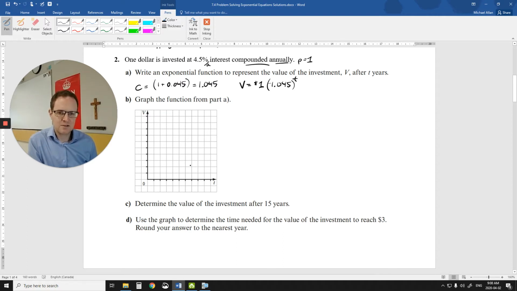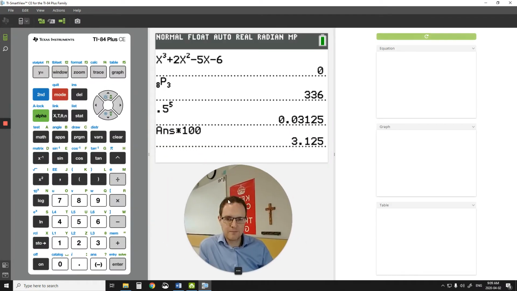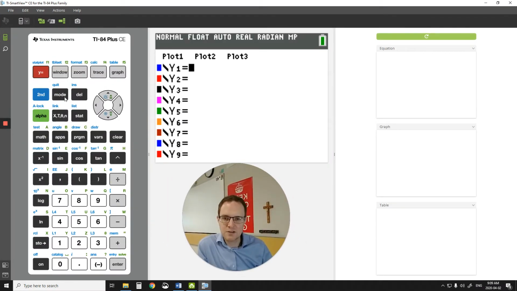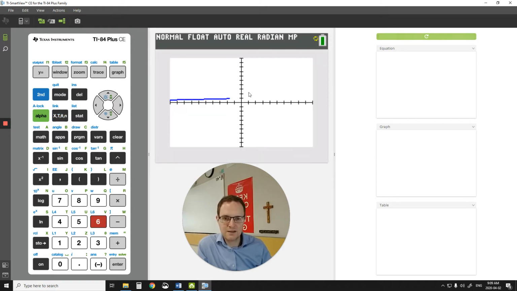Okay, so that's what my equation looks like. So what I'm going to do now is graph this. I'm going to put this over here, and then I'm going to enter 1 times 1.045 to the power of x. Okay, I'm going to zoom standard. So this is what my graph looks like.